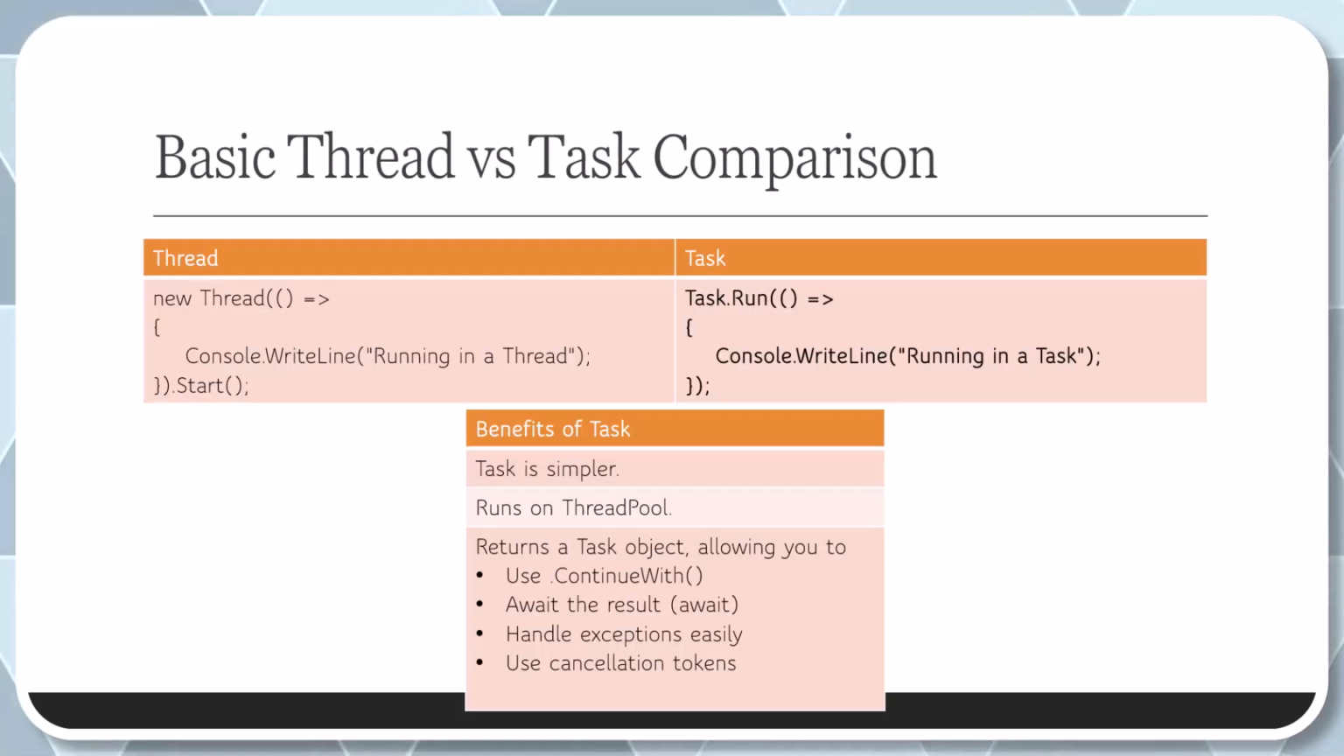So, a basic thread versus task comparison. On the left hand side, we create a new thread instance, pass a lambda expression and start the thread. The task is also similar. Instead of creating, we call Task.Run and pass a lambda expression, and here we are just printing running a task. The benefits of task: it is simpler, runs on thread pool, and returns a task object, allowing you to continue with, await the result, handle exceptions, and use cancellation tokens.